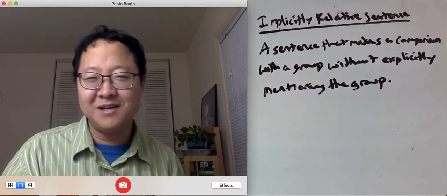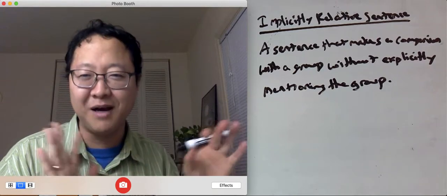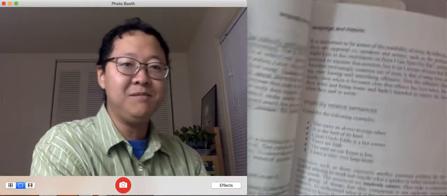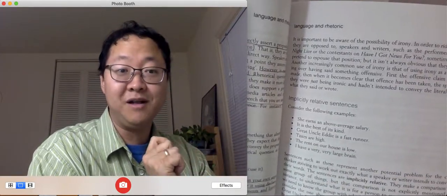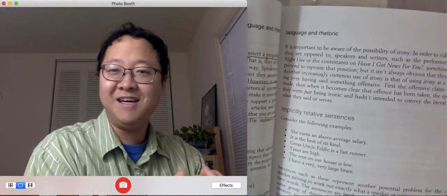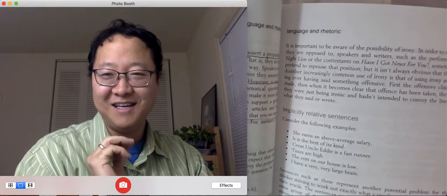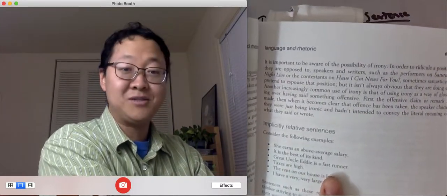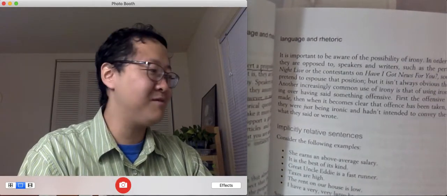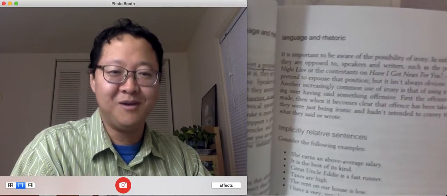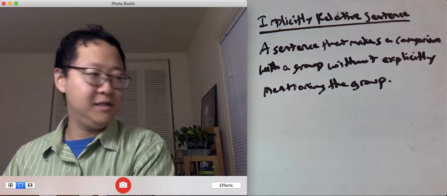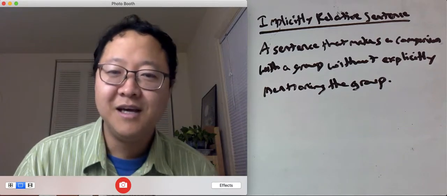Now, to help you understand what we're talking about, it's good to compare those sentences with sentences that aren't implicitly relative. So she earns an above average salary. That's implicitly relative because you might ask average for what? If you said she earns 50K a year, that's not implicitly relative. Or Great Uncle Eddie is a fast runner. You can always ask fast for whom. But if you just said Great Uncle Eddie runs a 7-minute mile, well, that's not implicitly relative.